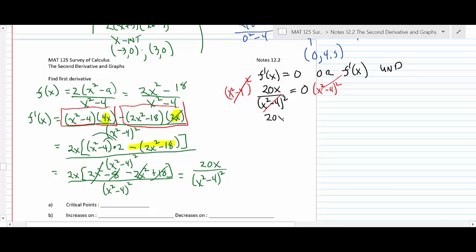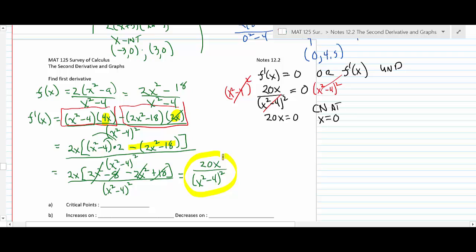So what you get is the equation 20x equals 0, right? Okay, so what's the answer to that? 0. So you have a critical number at x equals 0. Again, that's the same thing we've been doing over and over again. Set the derivative to 0 and solve. Okay, now here's the next thing. Now here's our derivative right here.